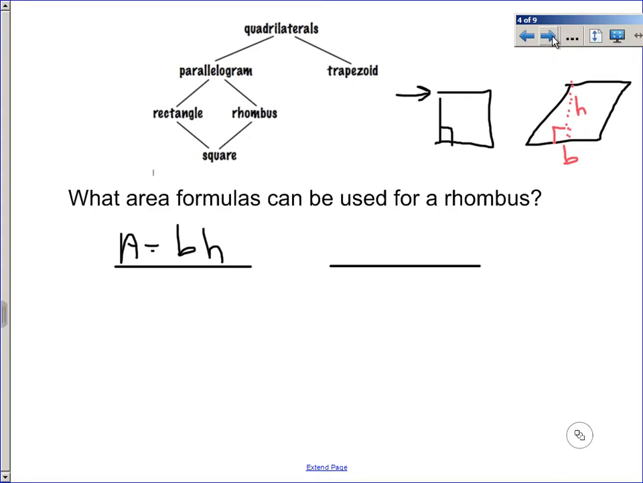You can also use the area of a kite. So you can use the area equals 1/2 diagonal 1 times diagonal 2. That will work for you as well because you're multiplying the diagonals and you're taking half that amount. Either one.